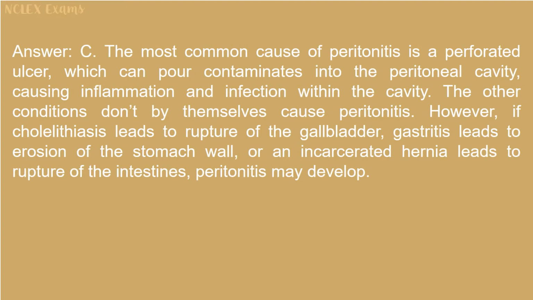Answer C. The most common cause of peritonitis is a perforated ulcer, which can pour contaminants into the peritoneal cavity, causing inflammation and infection within the cavity. The other conditions don't by themselves cause peritonitis. However, if cholelithiasis leads to rupture of the gallbladder, gastritis leads to erosion of the stomach wall, or an incarcerated hernia leads to rupture of the intestines, peritonitis may develop.